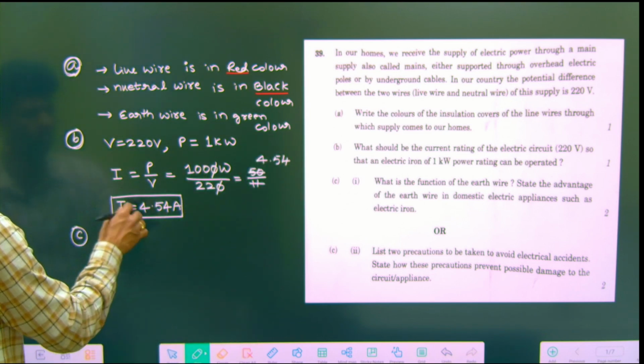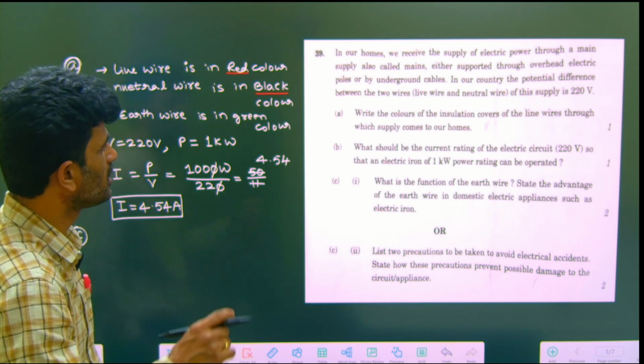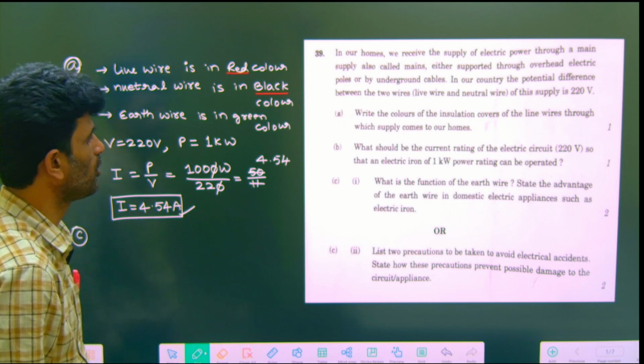If you allow more than this, what happens? The fuse will melt. We will be having one fuse. That fuse will be melted. So up to this current rating we can allow.